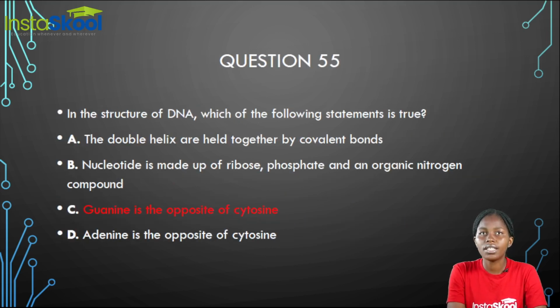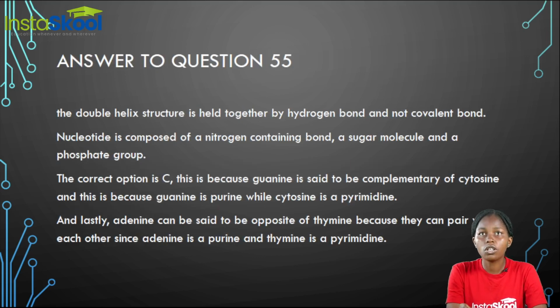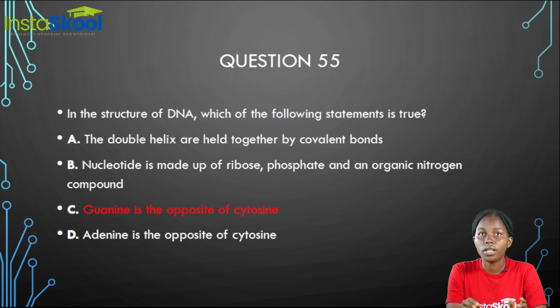So which of these options is correct? As I've said earlier, the double helix is held together by hydrogen bond and not covalent bond. And the nucleotide is made up of a nitrogen-containing base, a sugar molecule, and a phosphate group. So option B is wrong. Option D is also wrong. The most correct answer is option C. The guanine, which is a purine, is a complementary of cytosine, which is a pyrimidine.